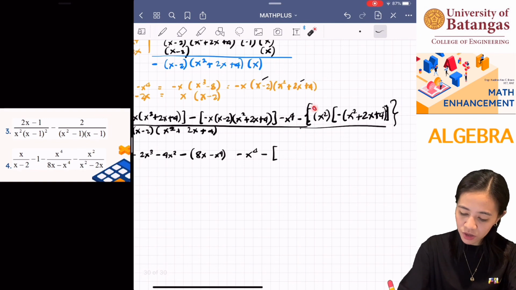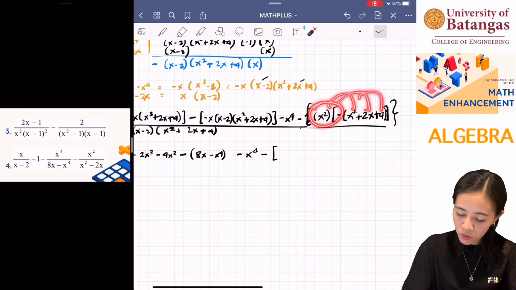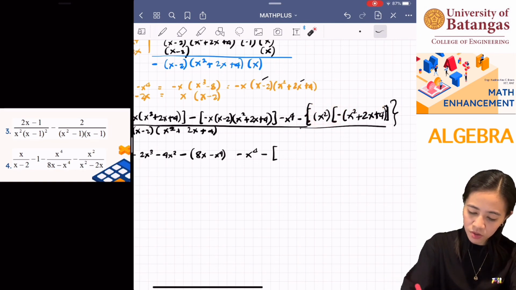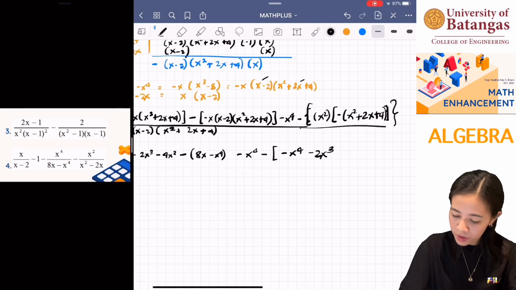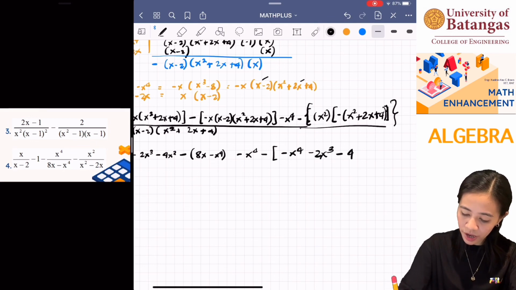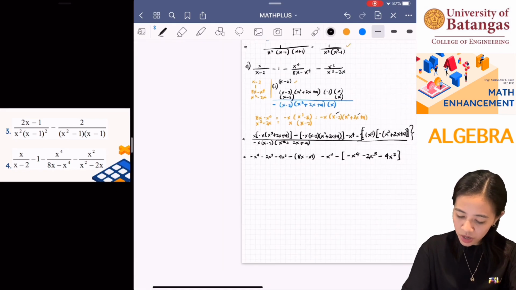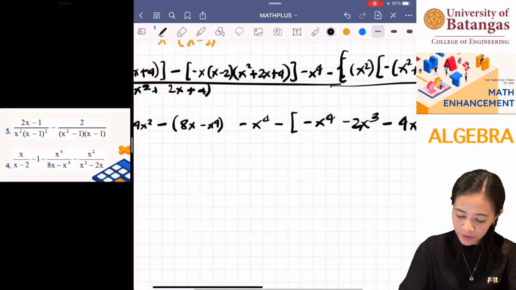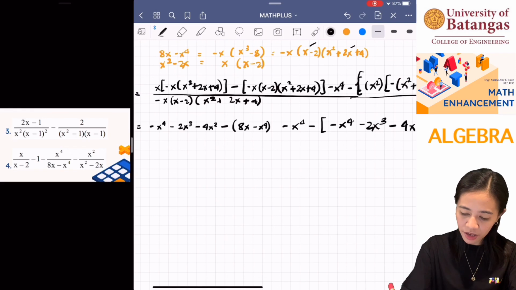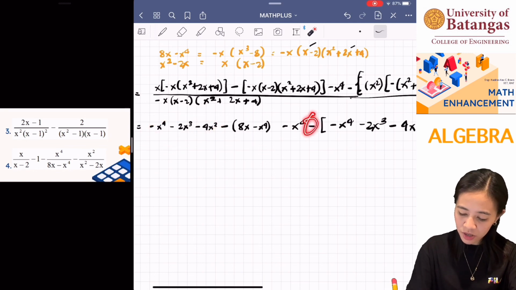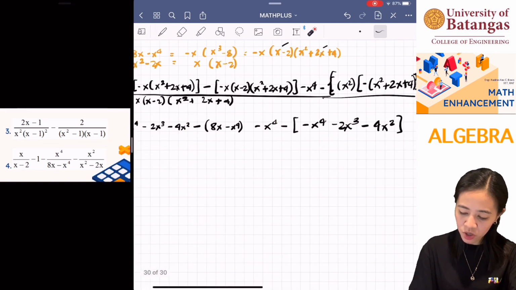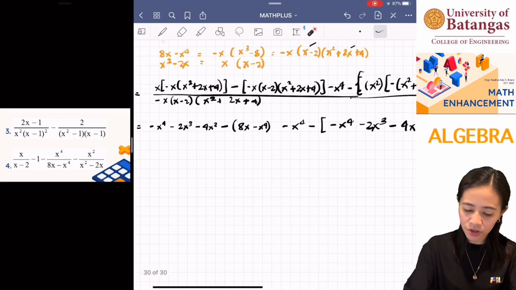So, I have negative x squared that I'll distribute here. Which means I have negative x to the fourth, right? Negative 2x cubed. Okay, and negative 4x squared. And as you can see, I have that. Di ba? I have that here. This one, negative x to the fourth minus 2x cubed minus 4x squared. Minus, 'yun ulit, negative x to the fourth minus 2x cubed minus 4x squared, which means maka-cancel 'yun.